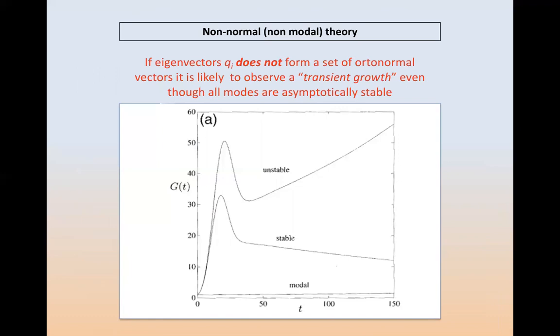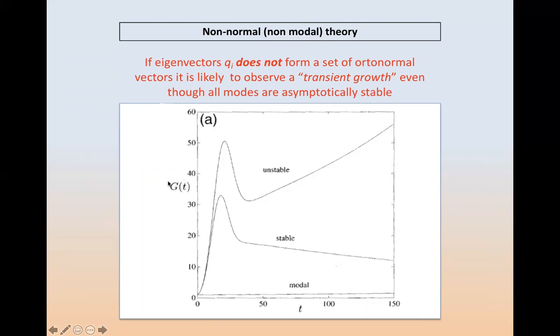There is also a non-normal or non-modal theory. For example, Peter Schmid is one of the most expert about that. We know that if the eigenvector system does not form a set of orthonormal vectors, it is very usual to observe a transient growth, even though all modes are asymptotically stable. For example, in this picture, we have an asymptotically stable solution, but a transient growth.